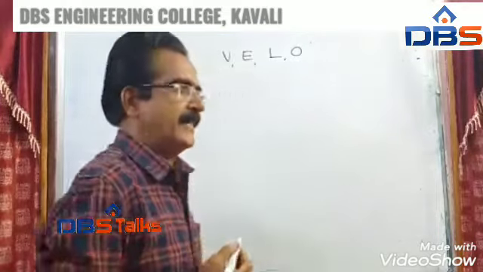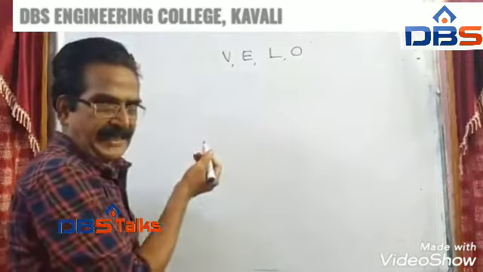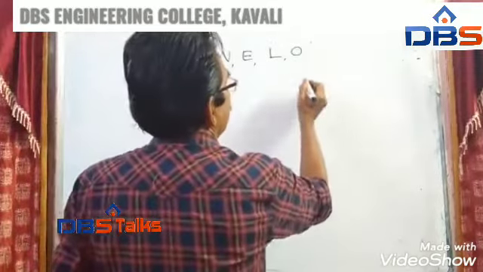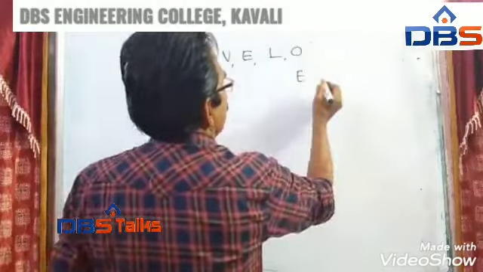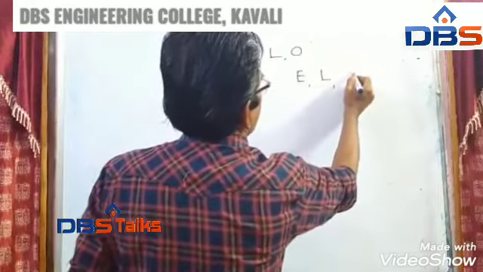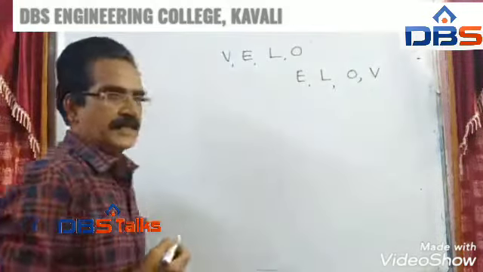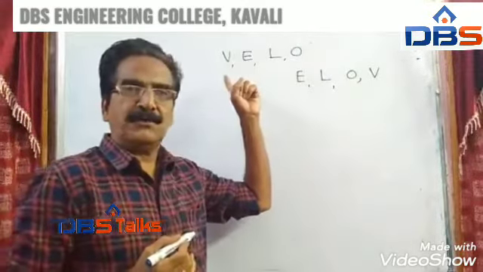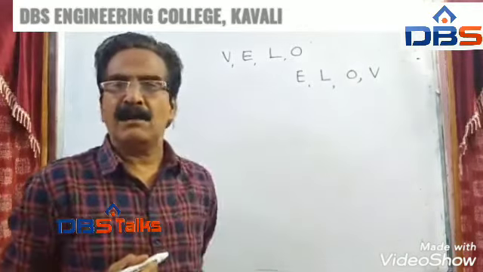Okay friends, see, let us write the given letters in the ascending order, that is in alphabetical order. E comes first, next O comes, next L comes, next O comes, next V comes. Right friends? First you have to write the given letters in the alphabetical order.